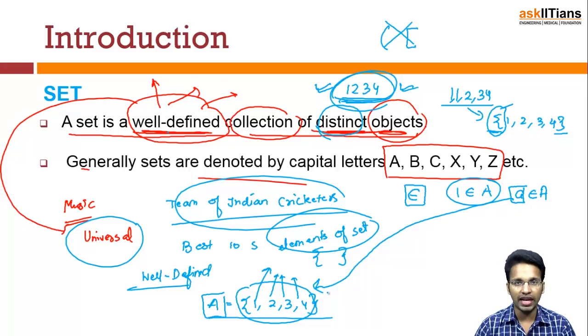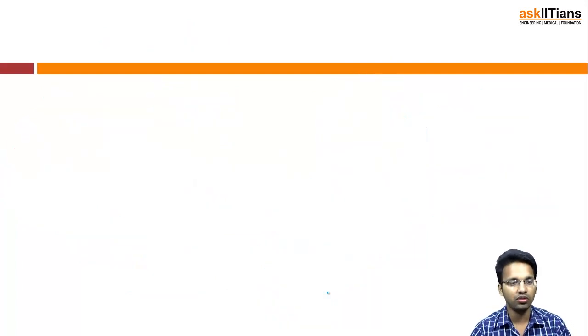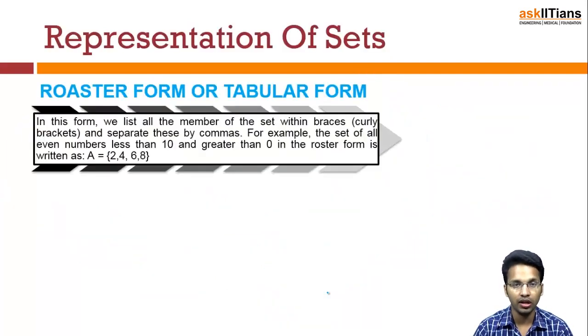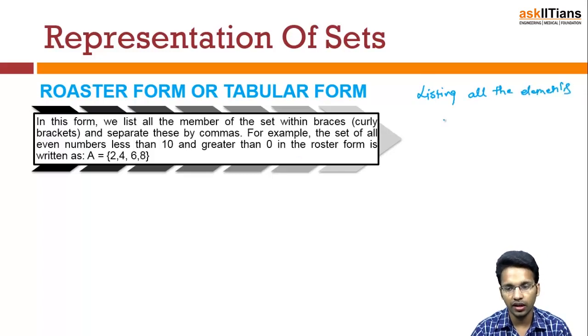Okay, so this was about the definition of a set, how to represent a set. Now after this we are going to study representation of set. Sets can be represented in two forms. The first one is roster or tabular form, in which we are actually listing all the elements as it is. Now if I say 10 cricket players, or if I say set of Indian players, then you will basically be writing all the players of India, or whatever is asked.